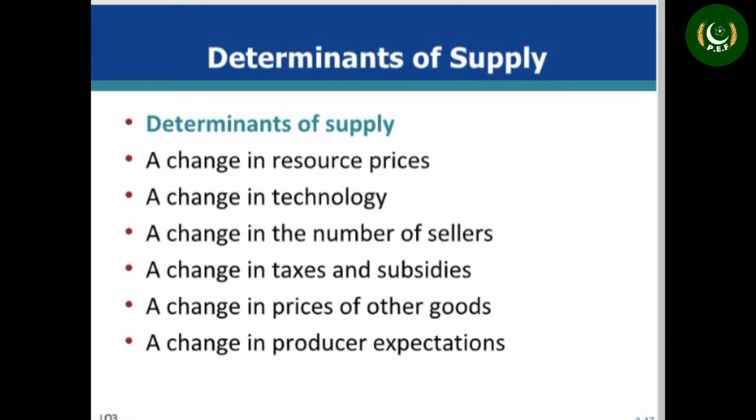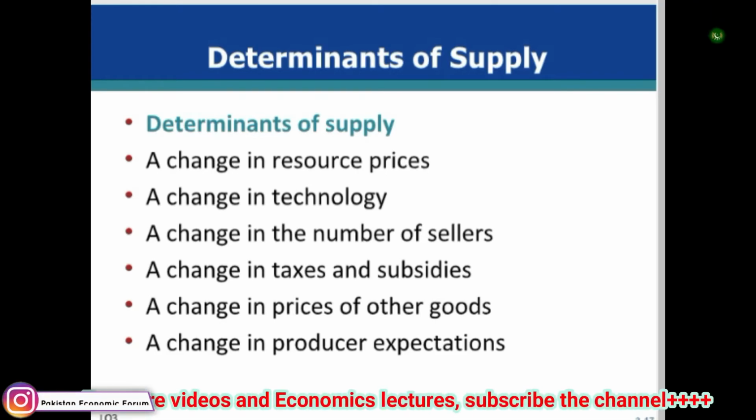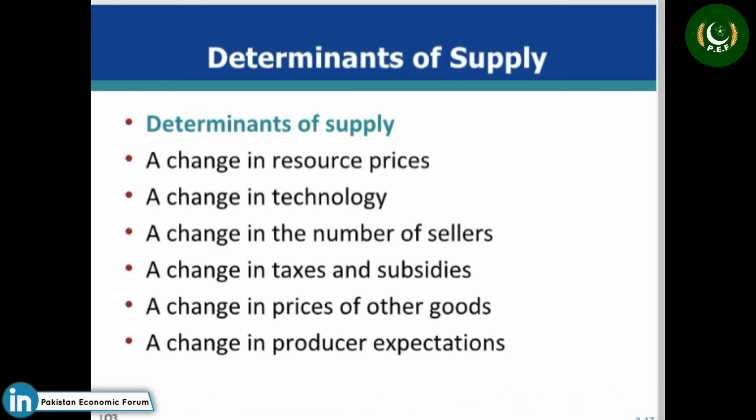If technology increases, supply increases. If we adopt or use less efficient technology, supply decreases. If the number of sellers increases, supply increases. Economic profits in the market draw producers from less profitable markets into this market. If the number of sellers decreases, supply decreases. Economic losses in the market cause producers to leave the market.